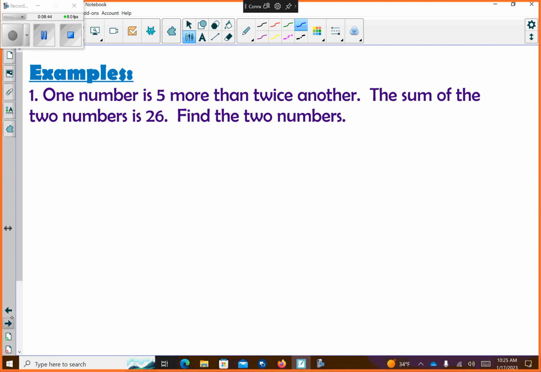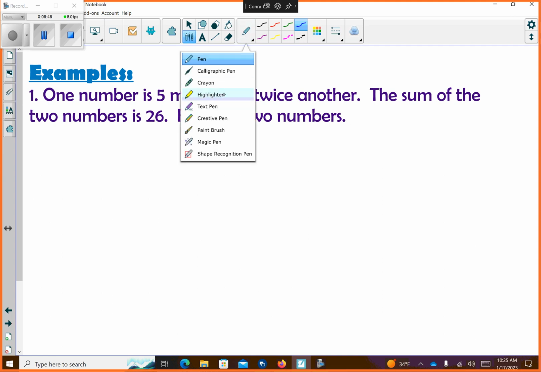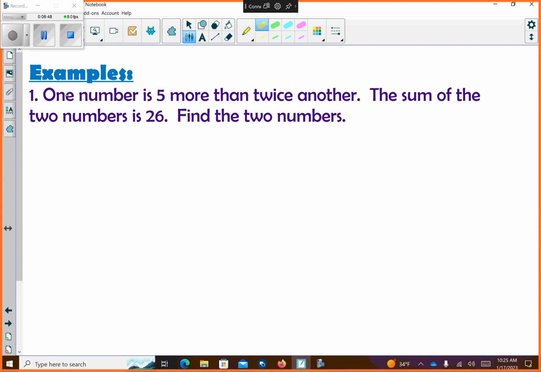Find the two numbers. Okay, so let's highlight some things that are important. One number is, and then we also have 5 more than twice another number. One number is 5 more than twice another. And then it says the sum of the two numbers is 26.